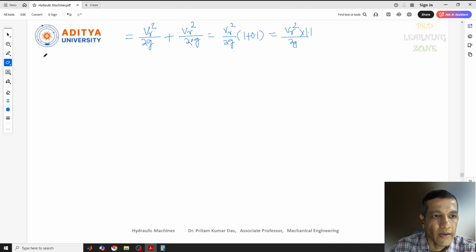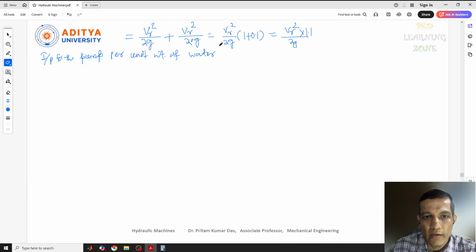Okay, this is the output of the pump per unit weight of water. Now similarly I can find out the input to the pump per unit weight of water. This one we have found, this is the output of the pump per unit weight of water. Now we will find out the input to the pump per unit weight of water.